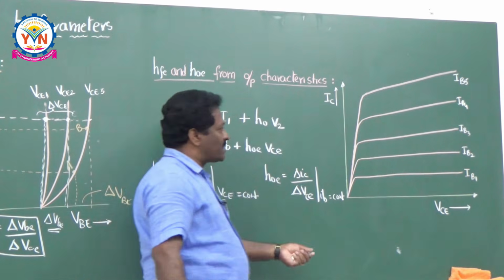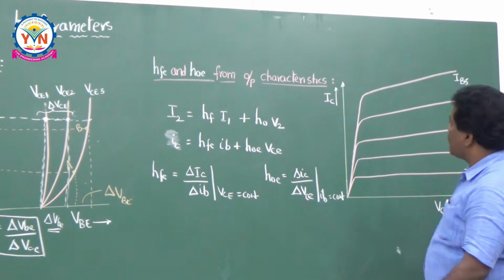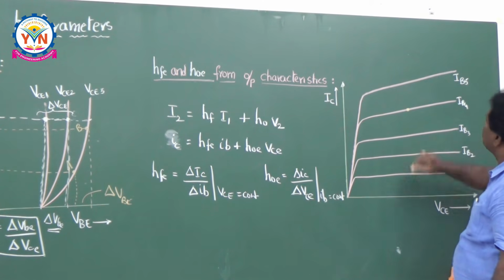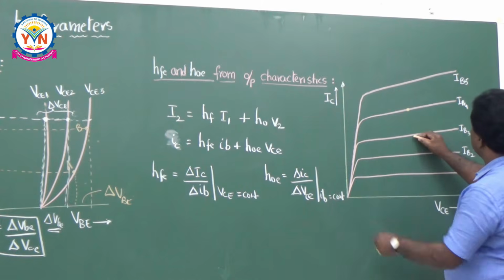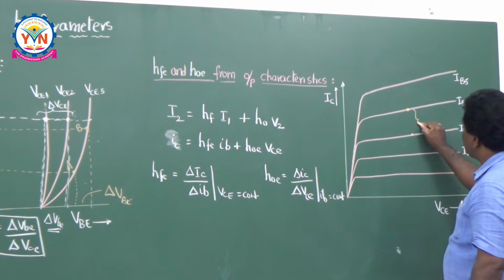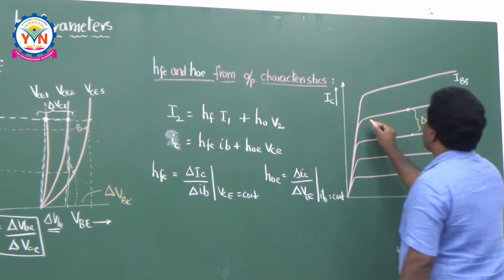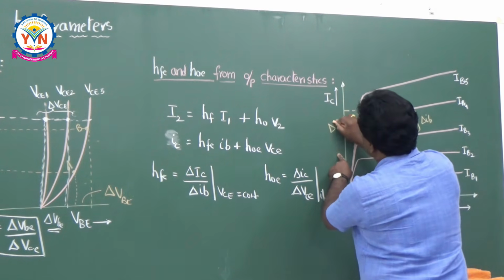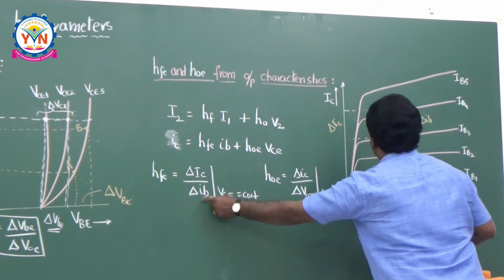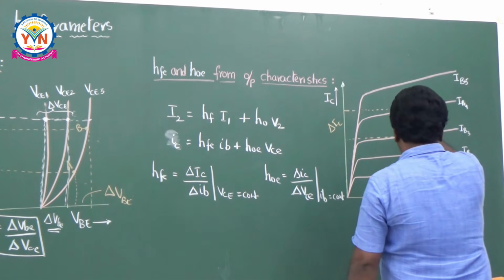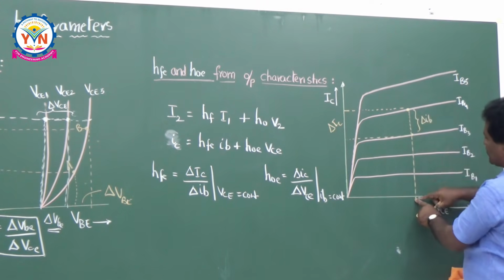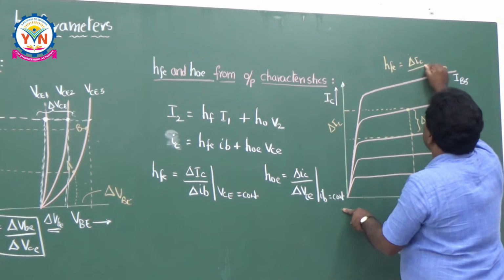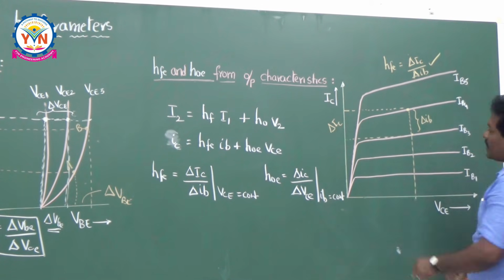Now coming to these characteristics, how do we find this HFE? Delta IC by delta IB. Let us take a point on any characteristic. This is IB, and one more IB is this one, so this difference is delta IB. Just take the projections on the x-axis, and the difference is delta IC. So you take the ratio of delta IC by delta IB, because at a particular point of VCE you are taking these two points. VCE is constant here, so HFE is equal to delta IC divided by delta IB. In this way you calculate the forward current gain.